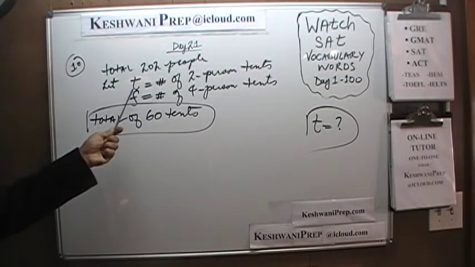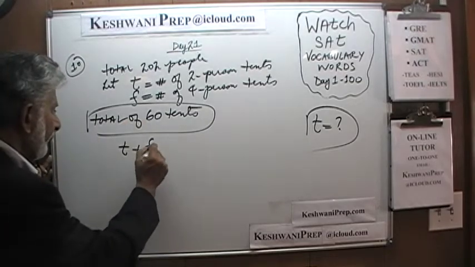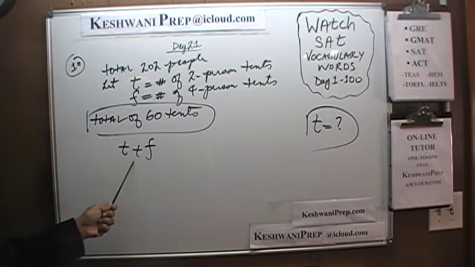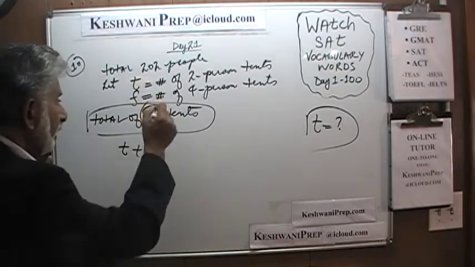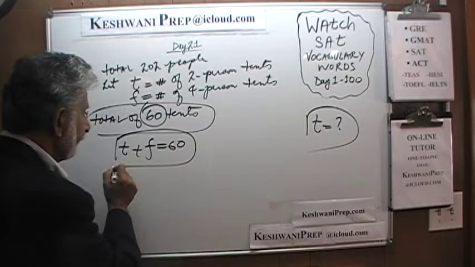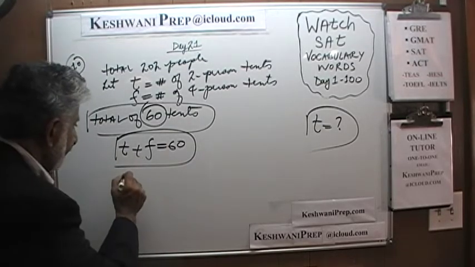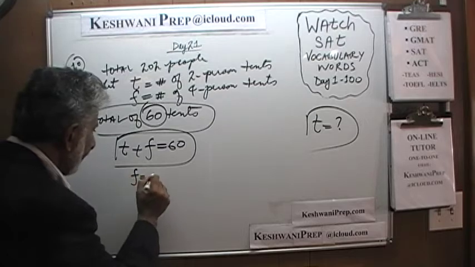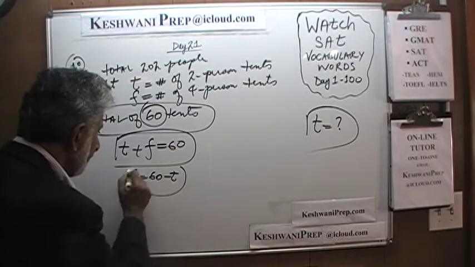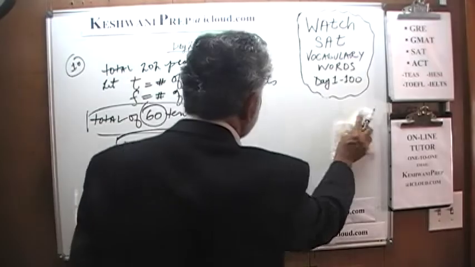So if we use T to represent the number of 2-person tents and F to represent the number of 4-person tents that we brought with us, then we are told the total number of tents is 60. There you go, this is our second equation. And we're solving for T, so we're going to find F from here. F is equal to 60 minus T. And we're going to put it back in this equation, which has to do with the fact that we have 202 people.